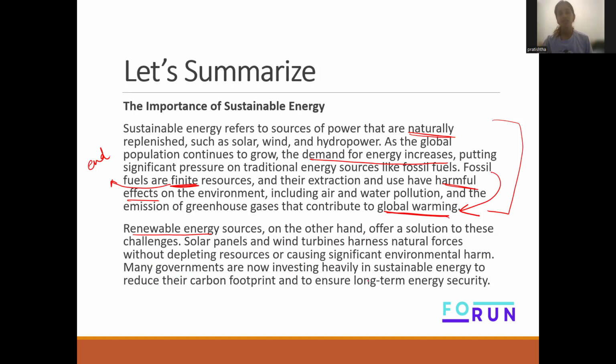Many governments are now investing heavily in sustainable energy to reduce their carbon footprint and to ensure long-term energy security. So essentially only one thing here: that renewable energy sources, I'll just write RES, provide a solution for long-term energy security. That's all. That is the whole crux of this paragraph, and that's the summary.